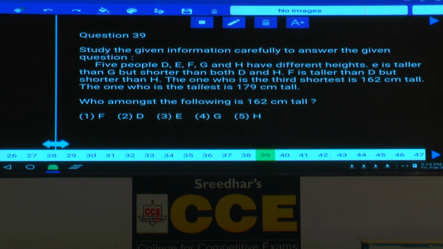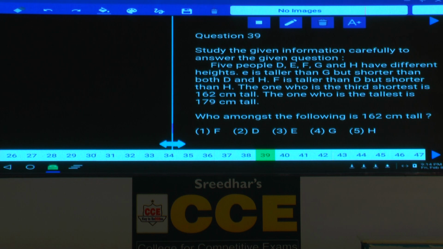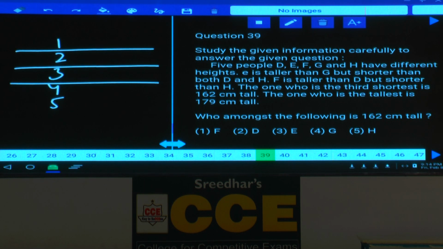Then 39 and 40, these two questions are based on comparisons. Now how many people are there? There are in total, we have some 5 people, 1, 2, 3, 4 and 5. Now these 5 people are being compared in their heights.